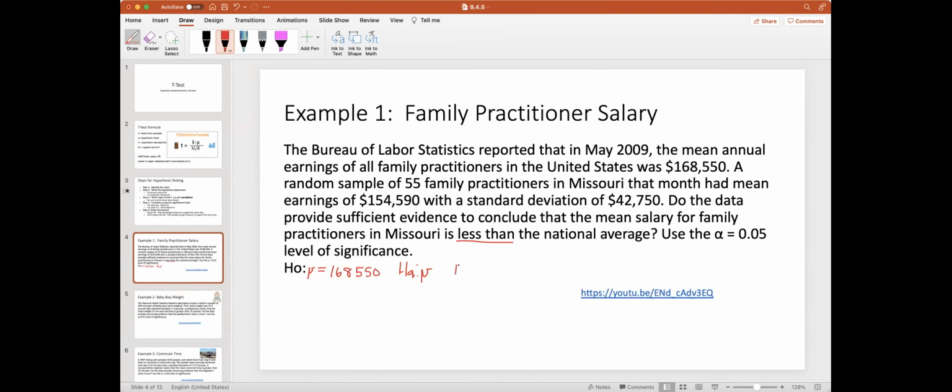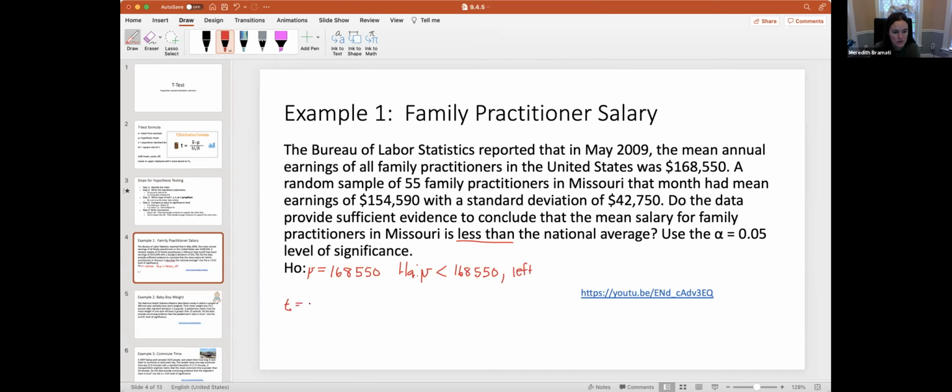Okay, so it's equal to 168,550 because that was the United States, plus it is not from the sample. Okay, we can't use the sample in our hypothesis. Now, should we have a less than, a greater than, or not equal to in the HA? Less than. So it should be like this, which is a left tail.